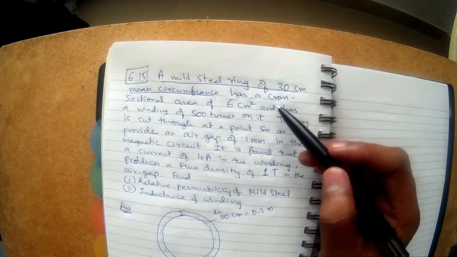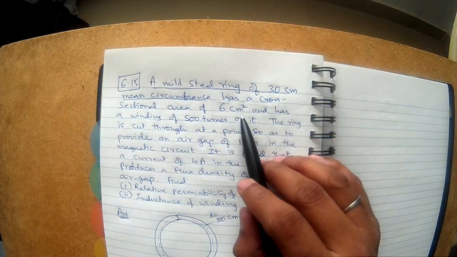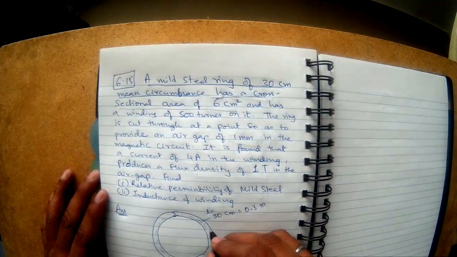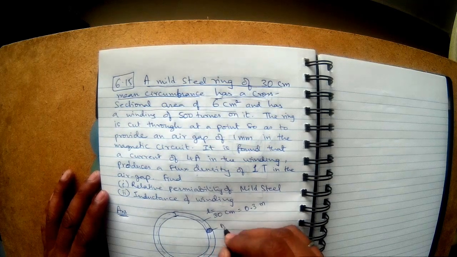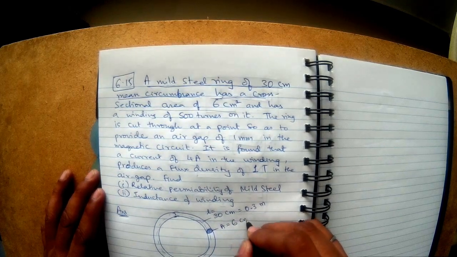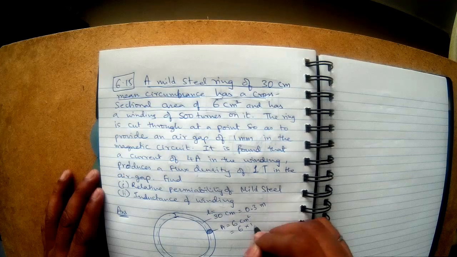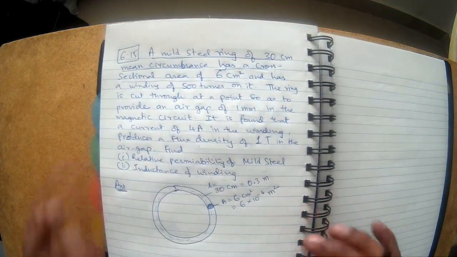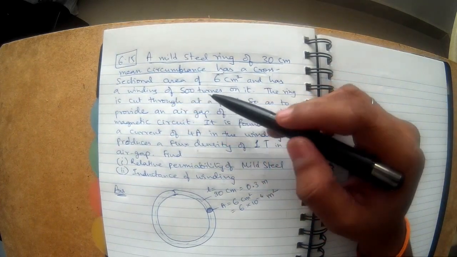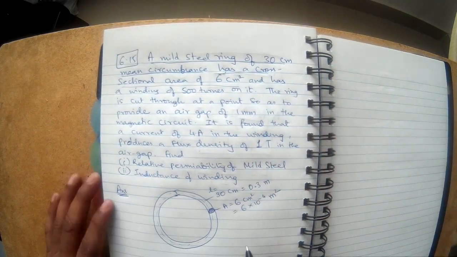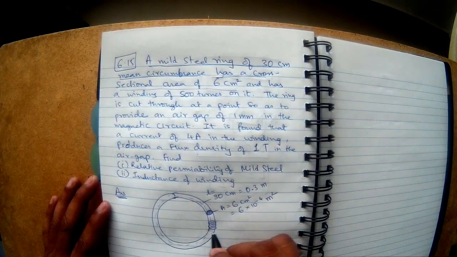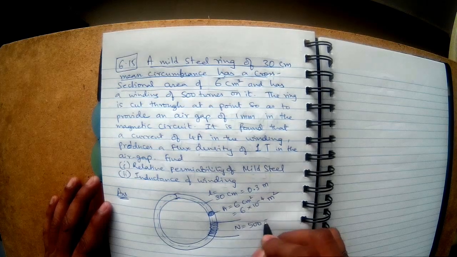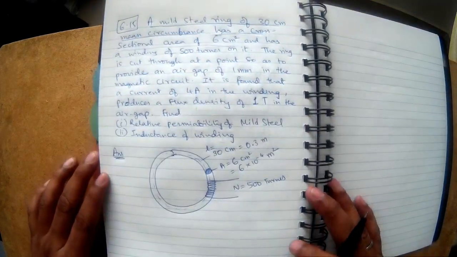Has a cross-sectional area of 6 centimeters square. Okay, so the cross-section area is also given. So the area of cross-section A equal to 6 centimeters square, which is nothing but 6 into 10 power minus 4 meters square. So I am just converting the units into meters, and has a winding of 500 turns on it. Okay, so there is also a winding. This N equal to 500 turns.